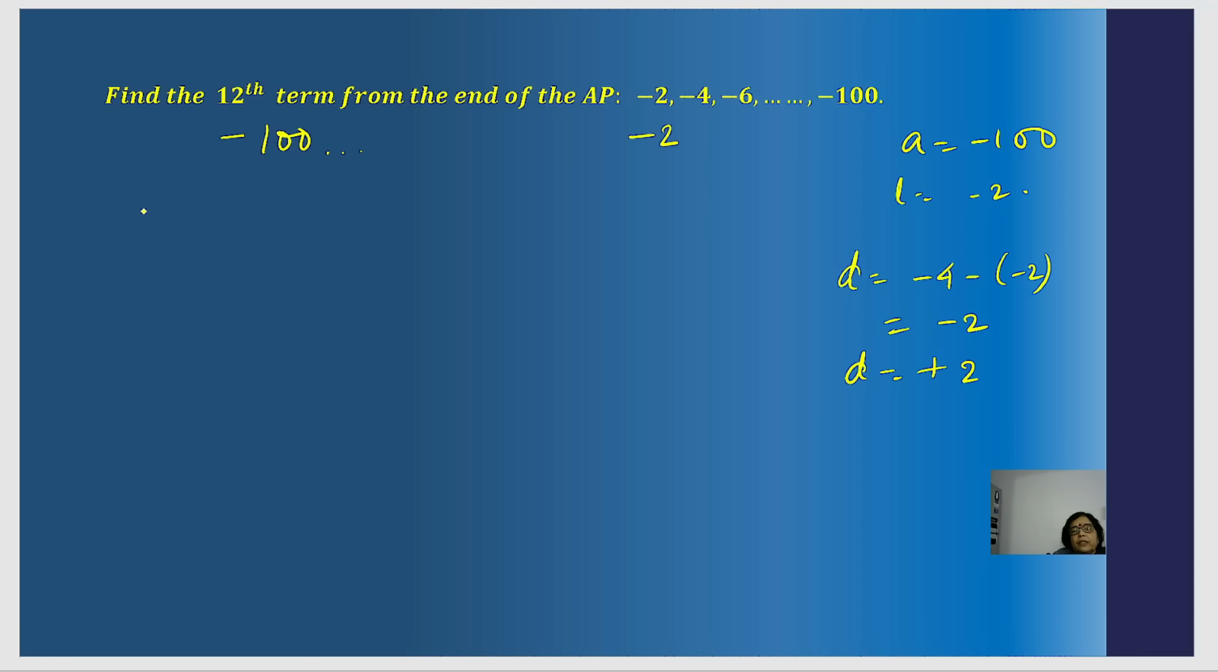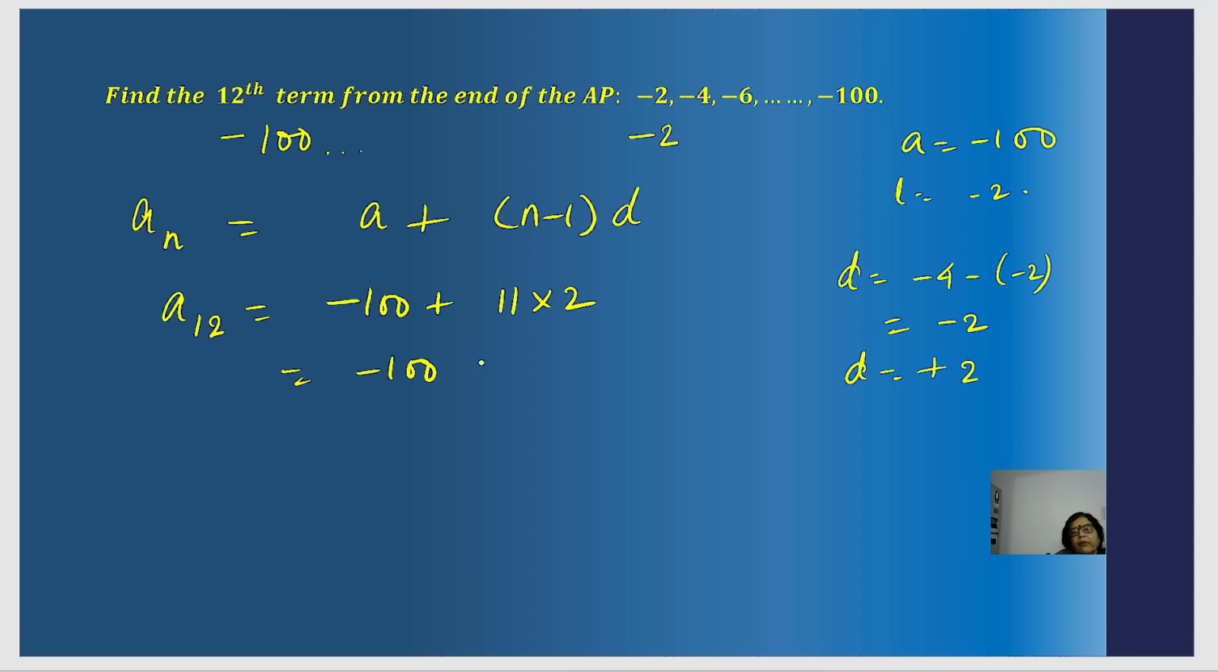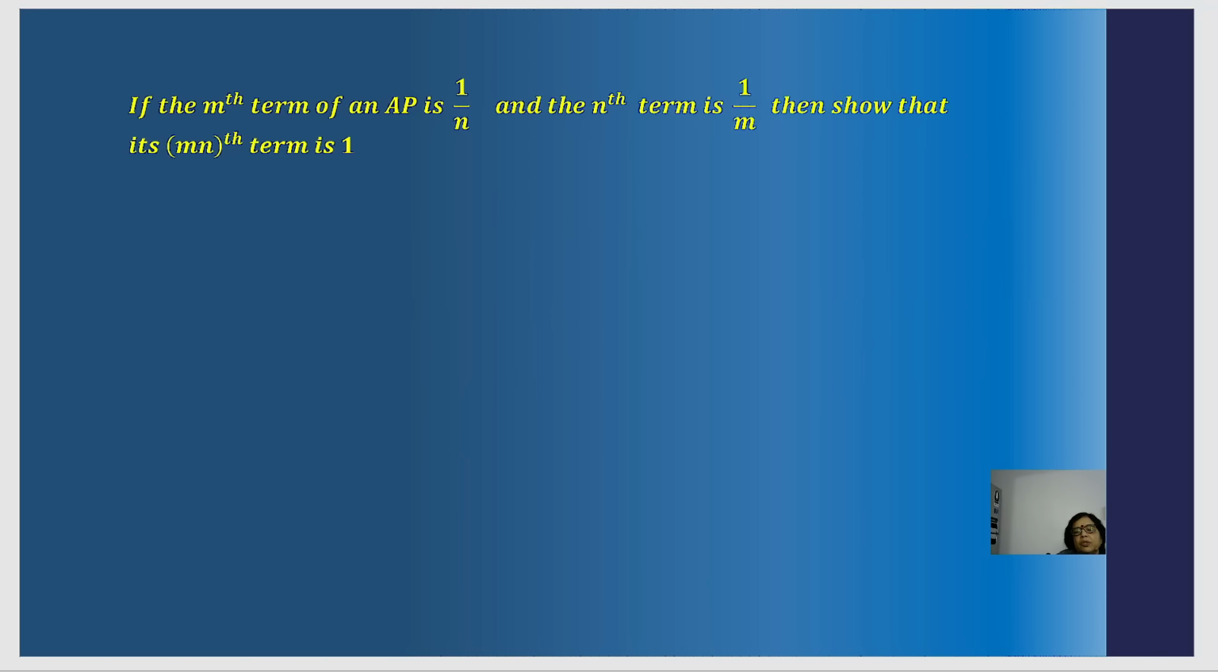So now over here, the 12th term, using the general term formula, an is equal to a plus n minus 1 into d, where a is the first term, d is the common difference, and n is the number of the term. So here a12 is equal to negative 100 plus 12 minus 1, that is 11 into 2. So this becomes minus 100 plus 22, that is equal to minus 78. So minus 78 is the 12th term from the end of this particular AP. So this is to be solved this way.